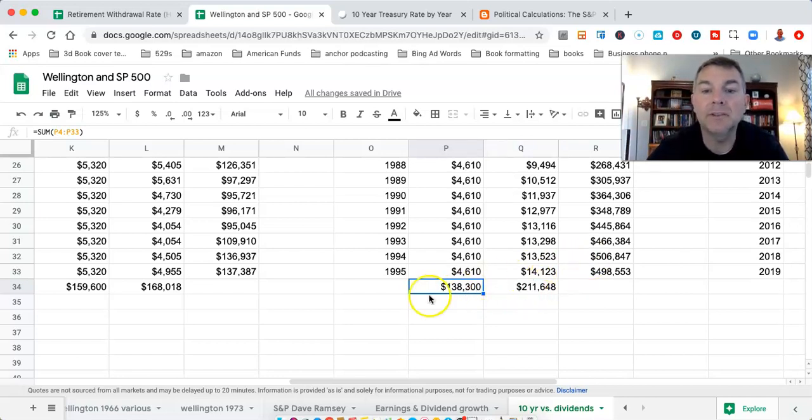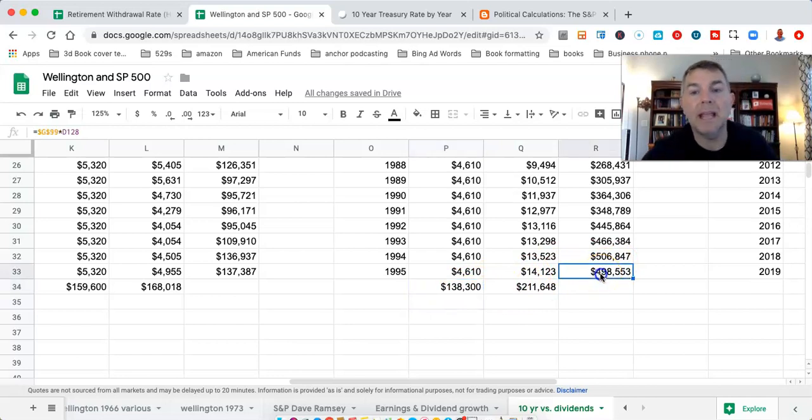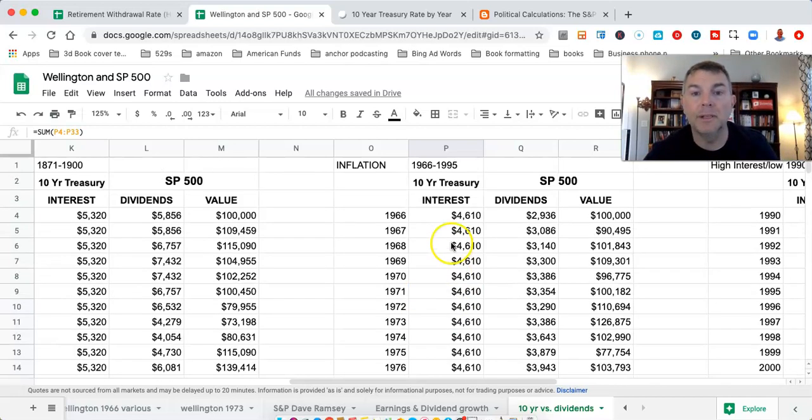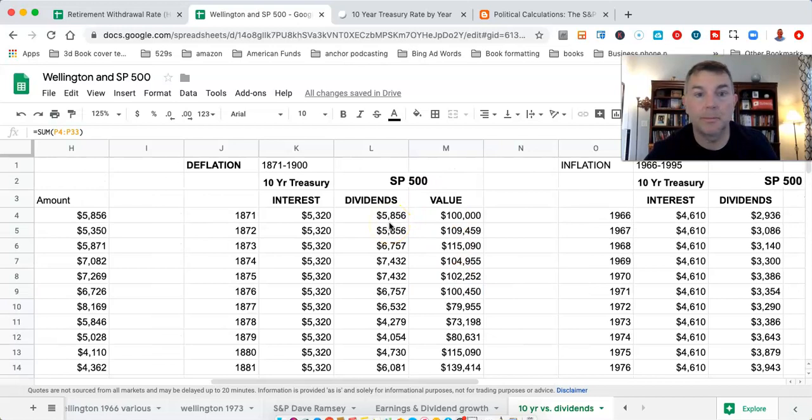At the end of the day, the S&P 500 was worth $498,000. So $498,000 plus the $211,000 we received was $710,000, minus the $238,000, so basically it's $470,000 more than the 10-year Treasury, because the 10-year Treasury paid us $138,000 of income, but we only got $100,000 at maturity. That's a no-brainer there. So in this case, high inflation, the bonds are horrible.